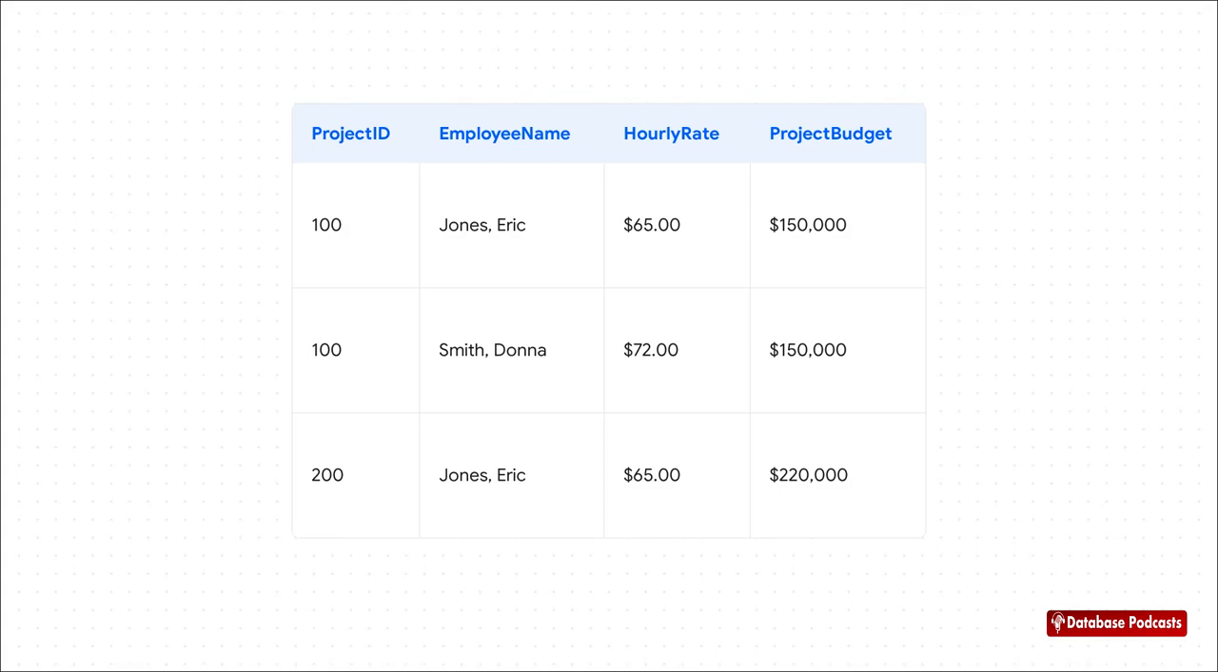You know, take a look at this project assignment table. At first glance, it seems totally fine, right? But look a little closer. See all that hidden repetition? The employee's name and their rate are stored over and over again. The project's budget is repeated for every single person on that project. And every time we repeat data like this, we're basically setting a trap for our future selves. And that is where all the trouble starts.